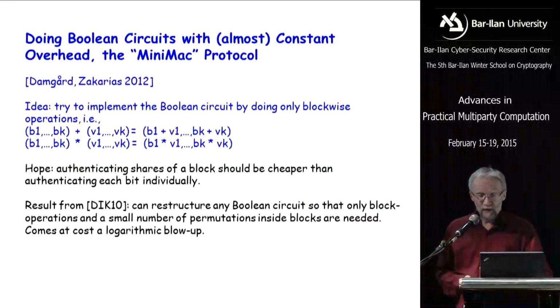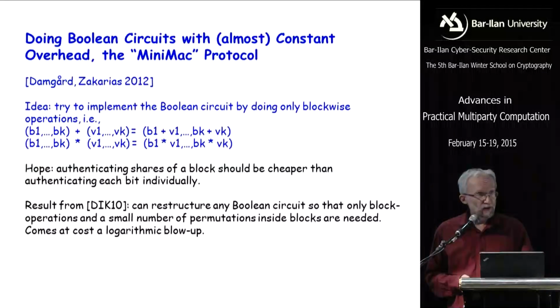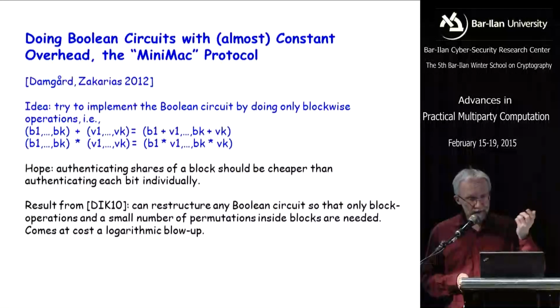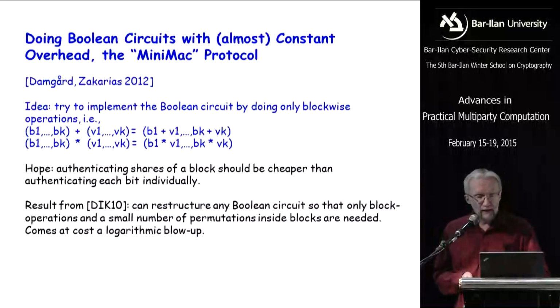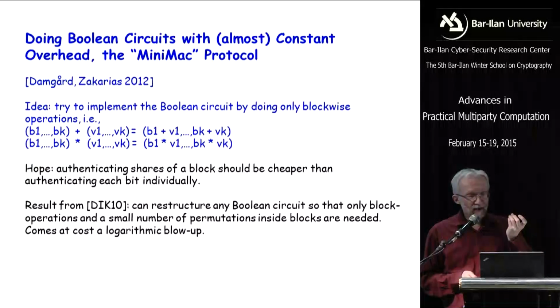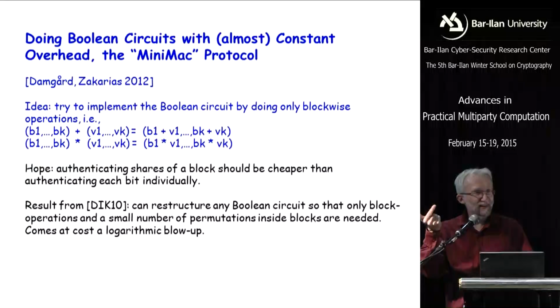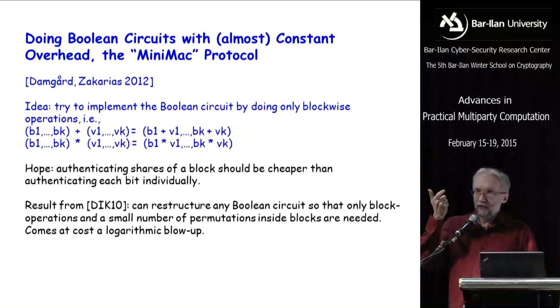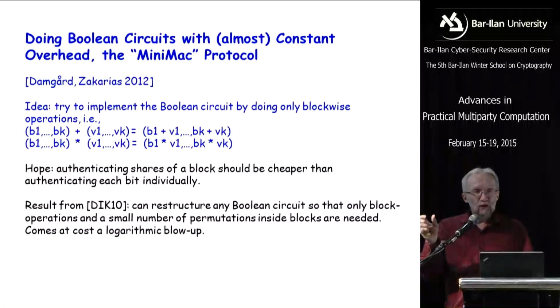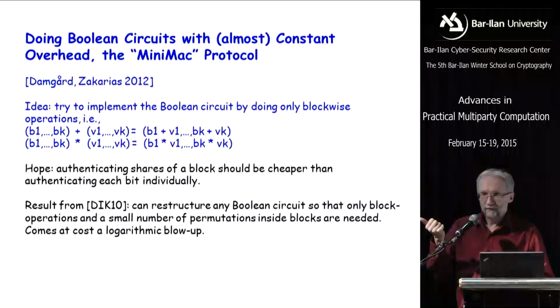The reason why this is not totally nonsense is because there is this result by me and Ishai and Kushilevitz from Eurocrypt 2010, where one of the things we say is, if you take a Boolean, well, arithmetic circuit in general, you can restructure it such that you really only need these blockwise operations. The only additional thing you need is a small number of permutations inside blocks. It's not total magic, but you do need to be able to rearrange bits inside blocks. But the point is that you don't need very many different permutations to do this.